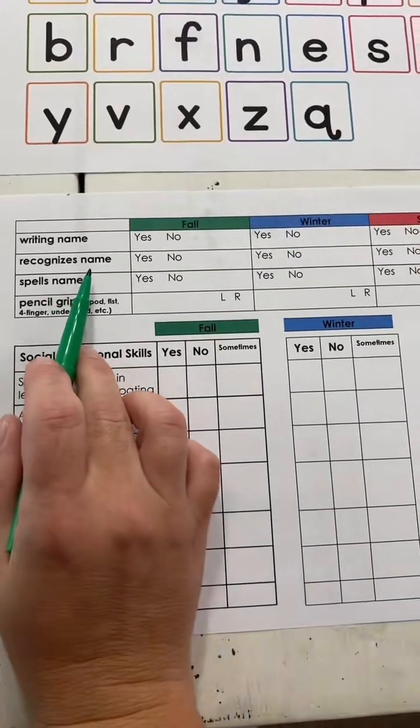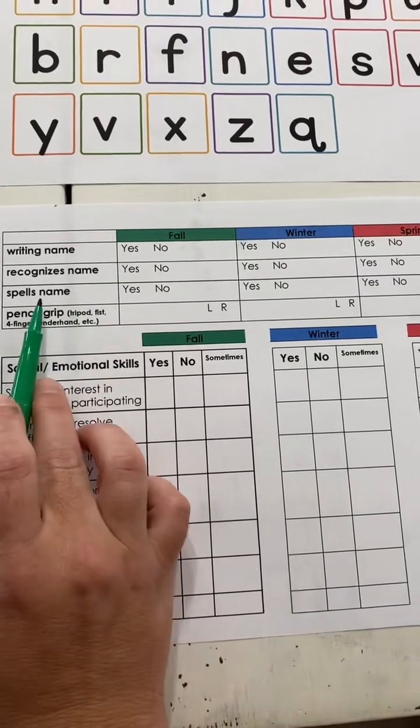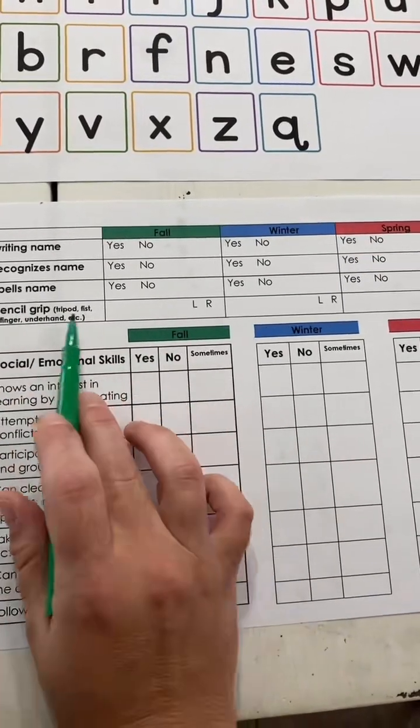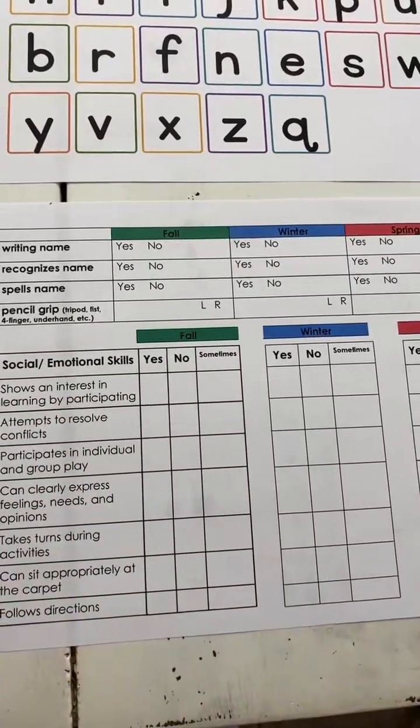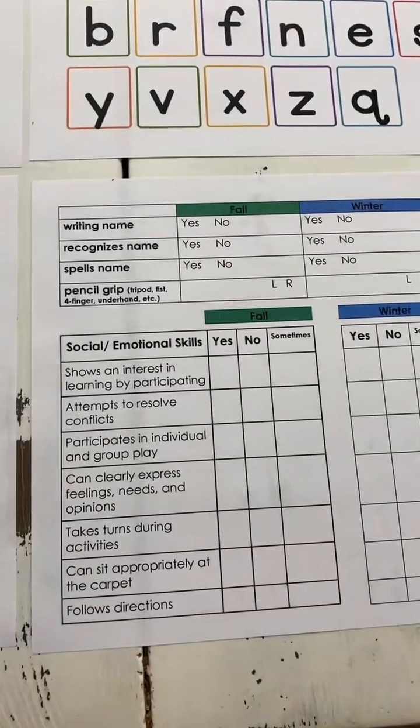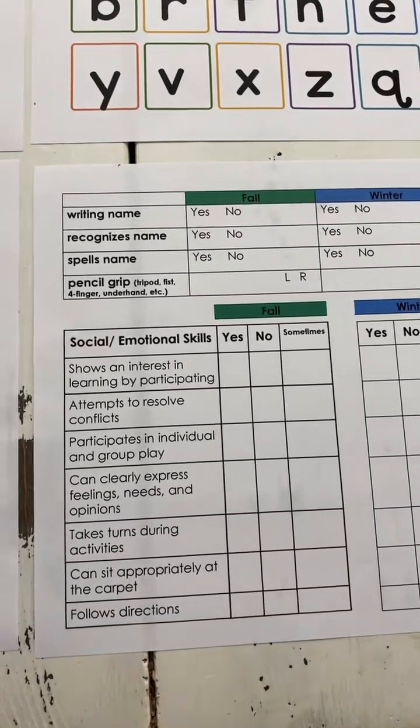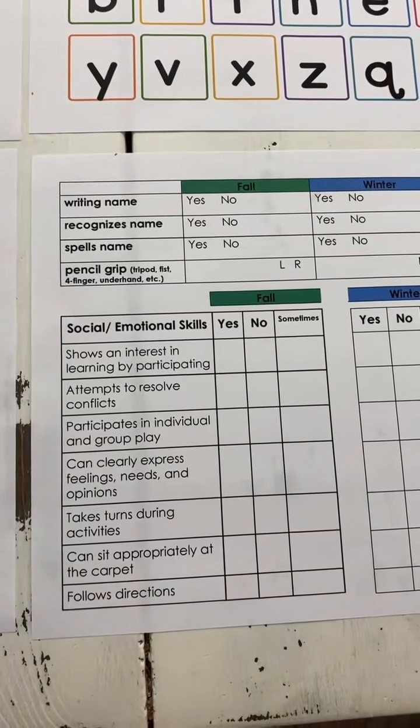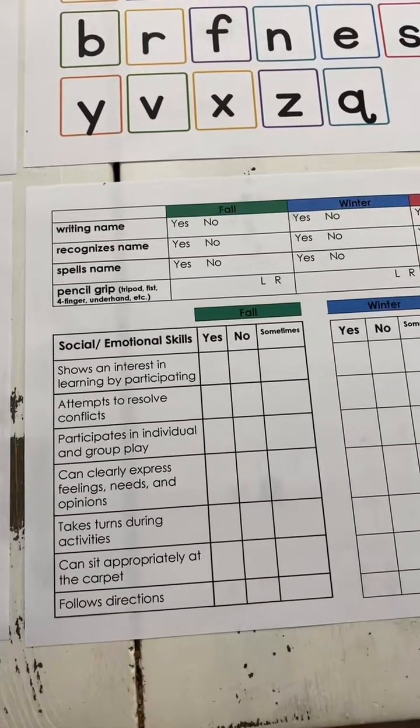You can ask them to read their name, write it on a piece of paper. You can ask if they can spell their name, write down their pencil grip, and if they're right or left-handed. And the most important part of preschool, we have our social emotional skills. This is a great thing to use at parent-teacher conferences to share with parents what you're seeing in the classroom.